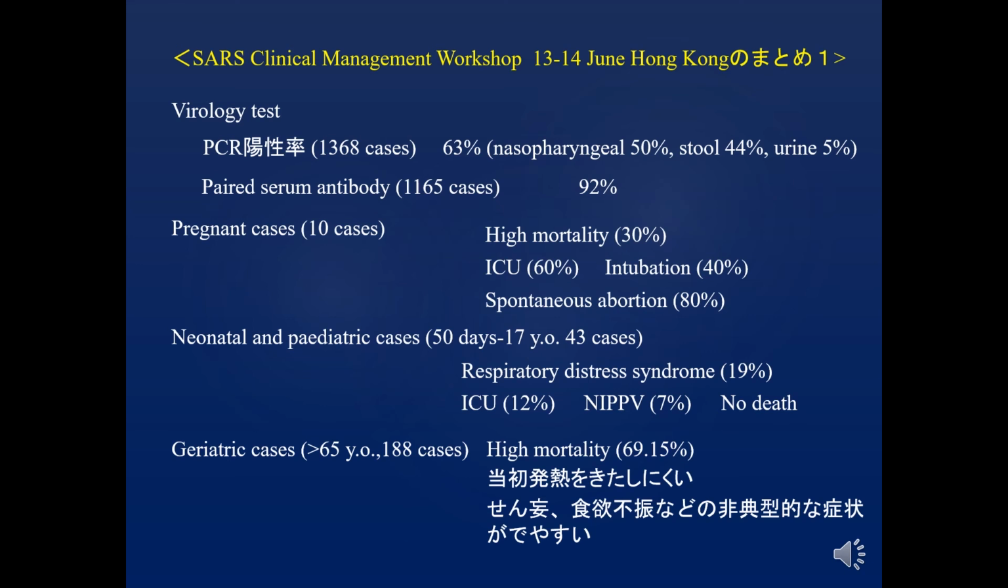It was not very high. Pregnant women had high mortality of 30%, and 80% had spontaneous abortion. There were pediatric cases of infection, but only 12% went to ICU with severe disease, and there was no case of death. Just like COVID-19, this is a disease which is new with no immunity, but the children were not getting severe. And for people over the age of 65, the mortality was close to 70%.